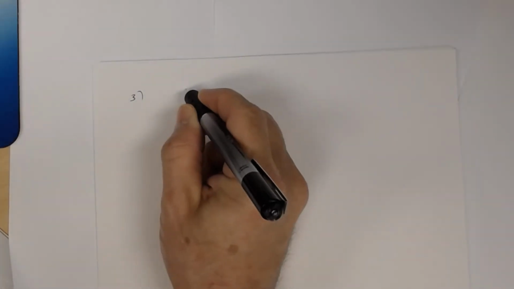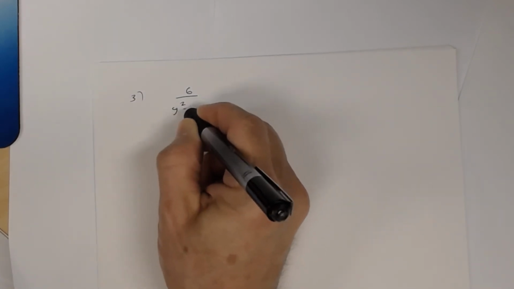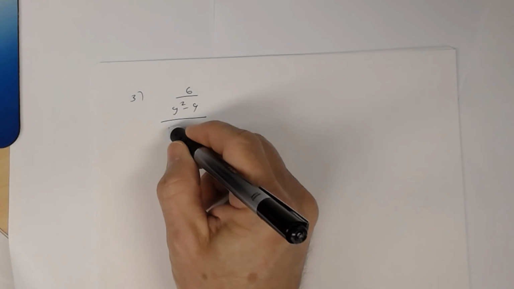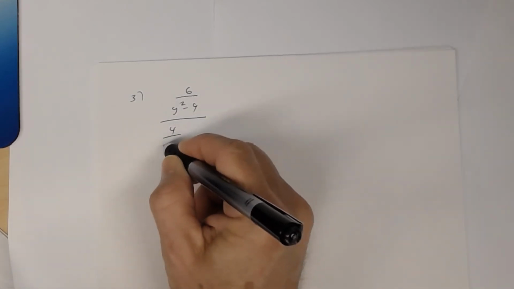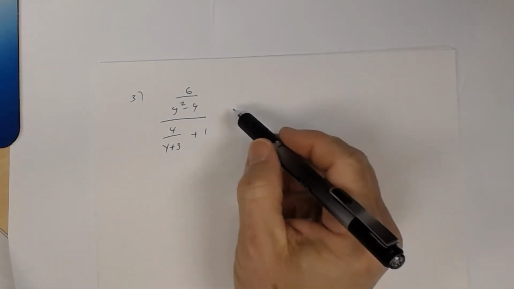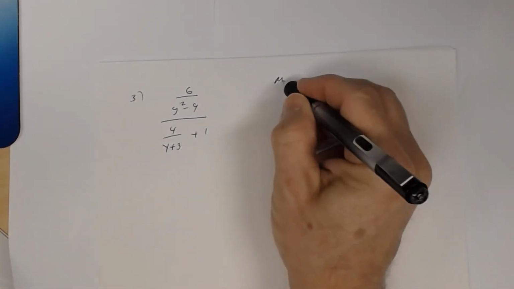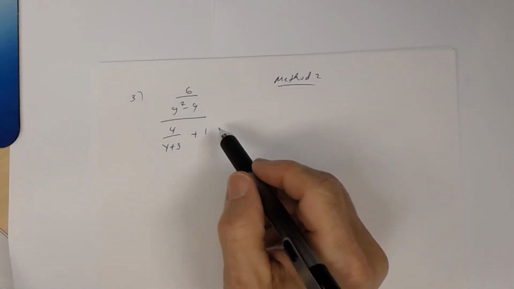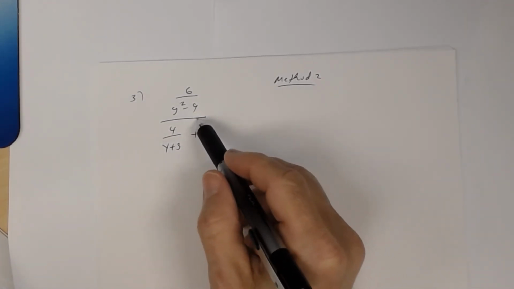In number 3, let's suppose we have 6 divided by y squared minus 9, and that's divided by 4 divided by y plus 3 plus 1. Okay, so the first thing you have to do, remember we're going to use method 2. So this will be method 2. So method 2 is to find the least common denominator of all your denominators.